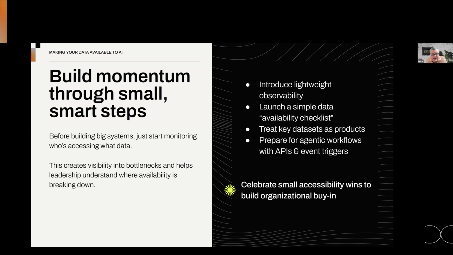Next item, I always kind of like to think in terms of products, and I think the data sets themselves can be thought of as products. I think it makes it easier to make the data available to AI. I also think it makes it easier to help you scope out how you want to approach the development and delivery of the capabilities you're going to give to the organization.